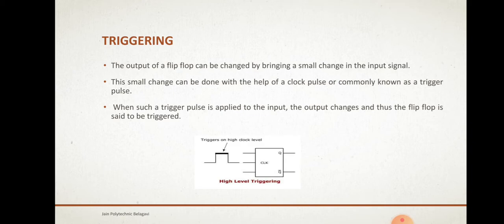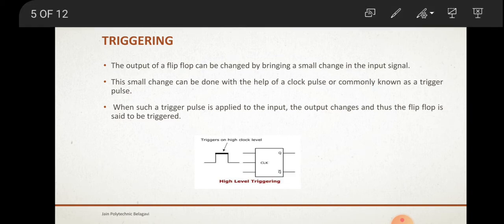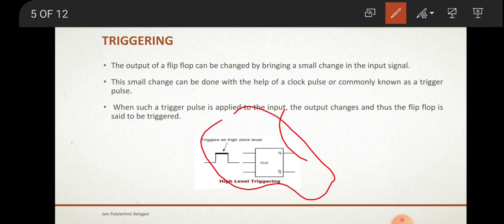You can observe there, for a flip-flop you are going to provide a trigger pulse, which means a clock pulse you are going to provide high. Trigger on the high clock level. See here, you are going to provide the clock pulse here, and you will get a small change in the output. You are changing the output by providing the trigger.